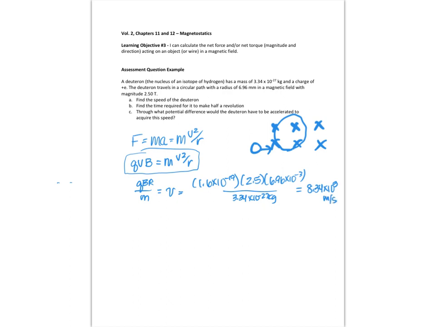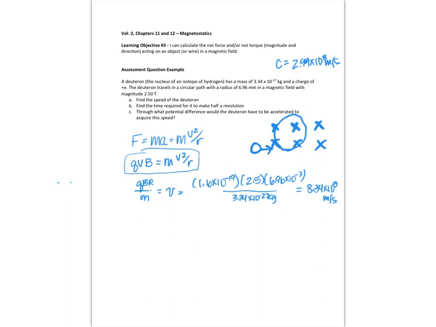Now, that's a perfectly reasonable speed. We always want to try to avoid going faster than the speed of light, which is 2.99 times 10 to the 8th meters per second. So when you get a speed that's bigger than that, you have a problem. You didn't do it right.